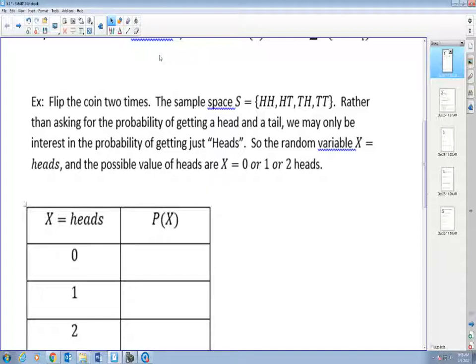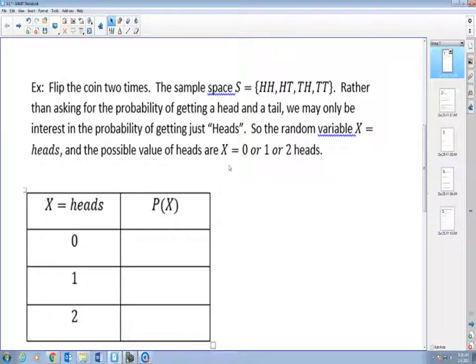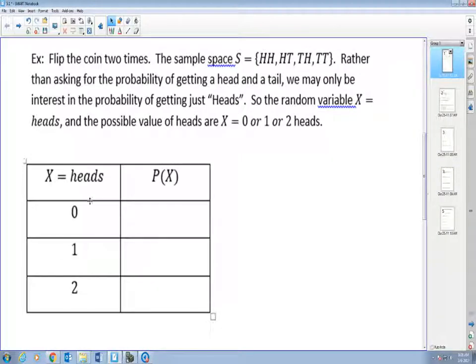So if I want to get just heads, my possible values of getting heads, which becomes my random variable, I can get 0 heads out of the 2 flips, I can get 1 head out of the 2 flips, or I can get 2 heads out of the 2 flips. So we are changing our L1 or the x-axis into the number of heads.